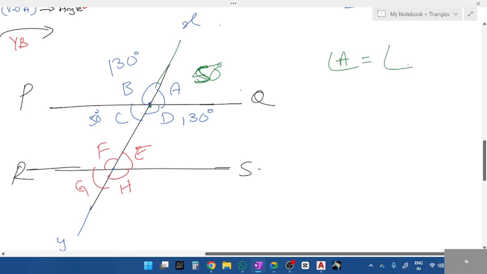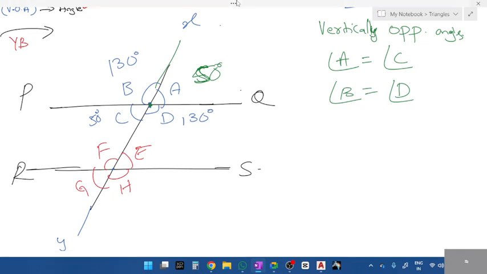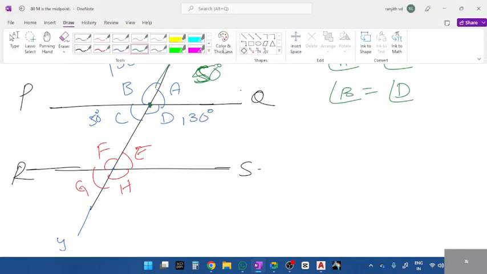Which two angles are equal? Angle A is equal to angle C, and angle B is equal to angle D. What do you call them? They are formed on the vertex, right? So we call them vertically opposite angles. What's the name given to them? Vertically opposite angles. In the same way, students.